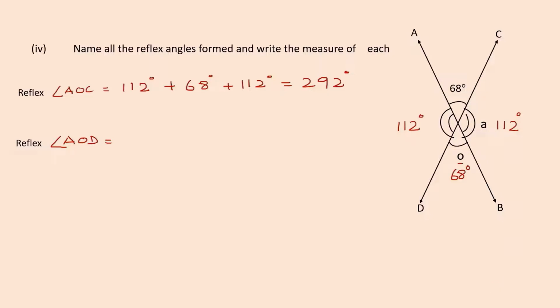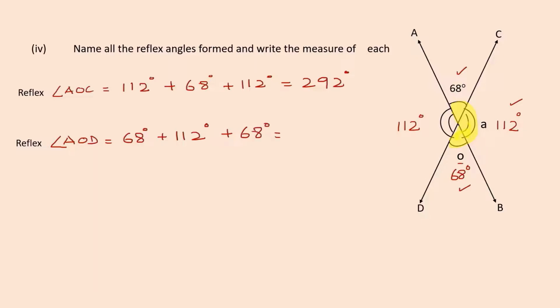Now AOD is 112 degrees. We're going to take everything on the other side of 112. So this is reflex angle AOD. So in this case, we need to add up 68, 112 and 68. So let's add it up: 68 plus 112 plus 68.